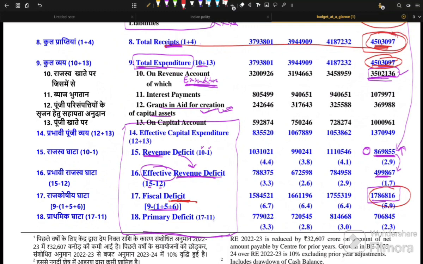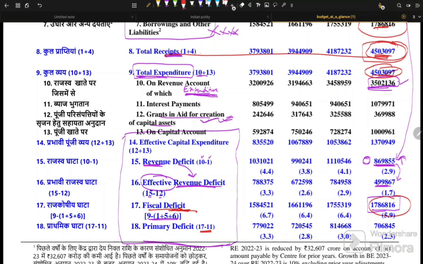Primary deficit is just 17 minus 11. Primary deficit is 17 minus 11. What is 17? Fiscal deficit. And 11, where is 11? Interest payment. Interest payment. Okay, see, we need to understand something.